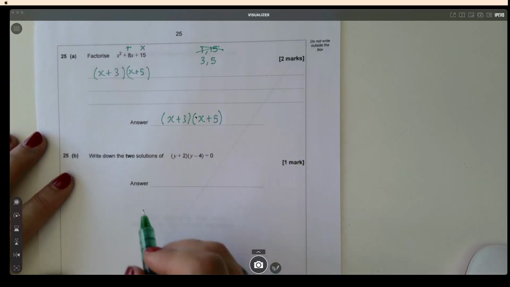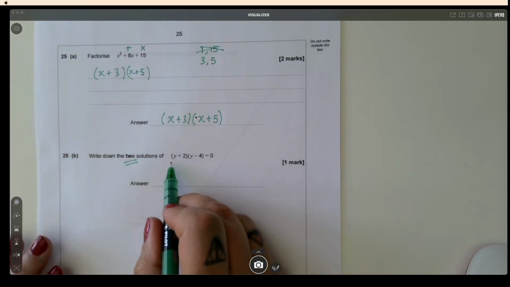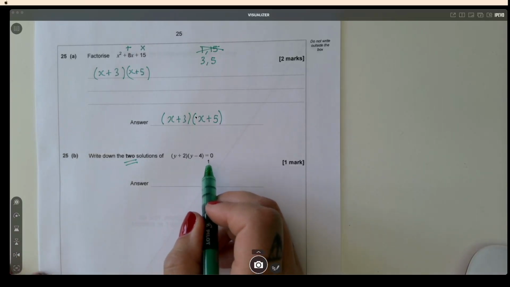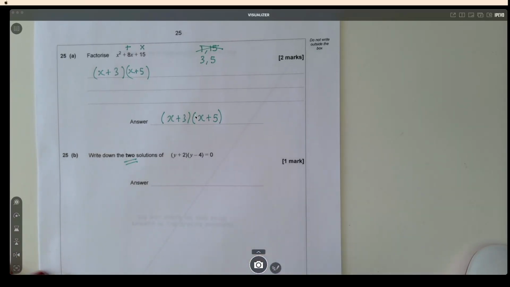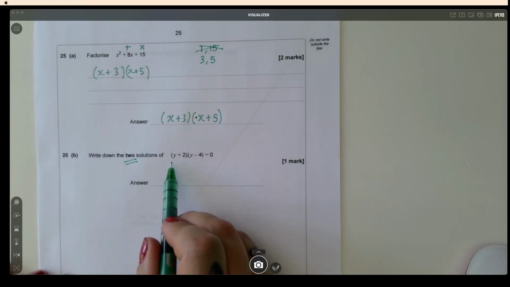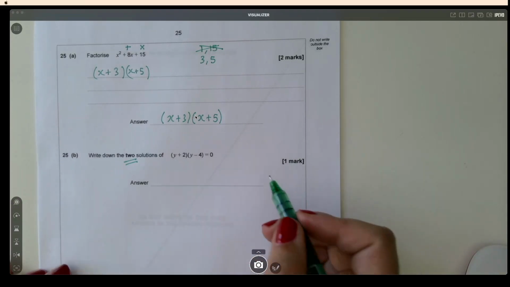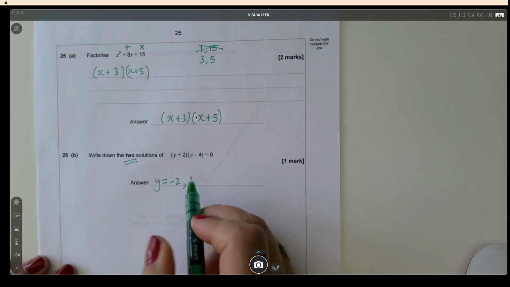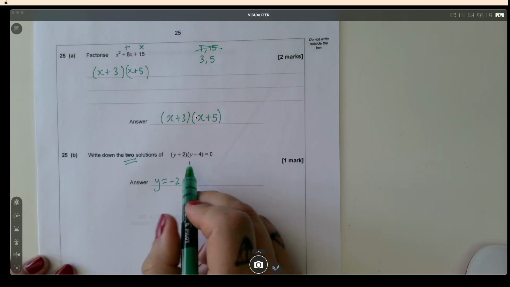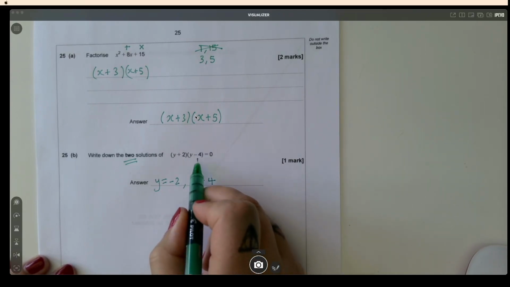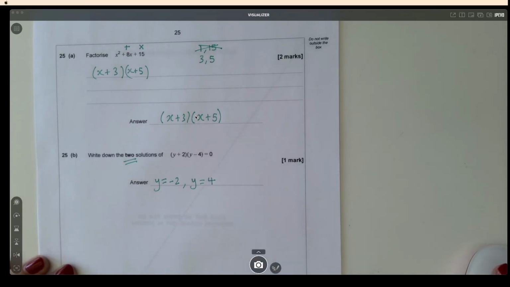Part B, write down the two solutions of y add 2 multiplied by y subtract 4 equals 0. So the solutions are the opposite to what's inside the bracket. So the first solution for y would be negative 2, opposite of positive 2. And the second solution for y would be positive 4, which is opposite to negative 4.